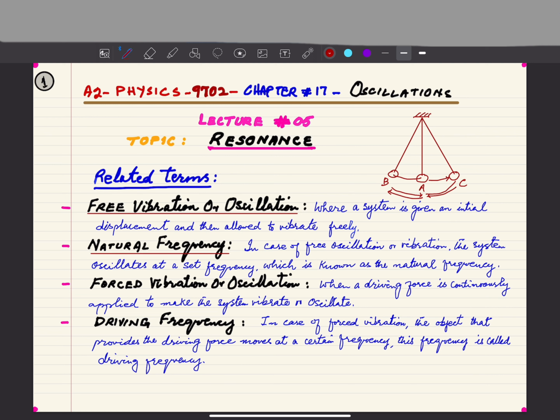The second thing is that if you have this pendulum and you push it again and again, it means that each time you are feeding a particular energy to the system. So now the system is not vibrating freely, but it is a forced vibration. How will you define forced vibration or oscillation? Simply you can say it is when a driving force is continuously applied to make the system vibrate or oscillate.